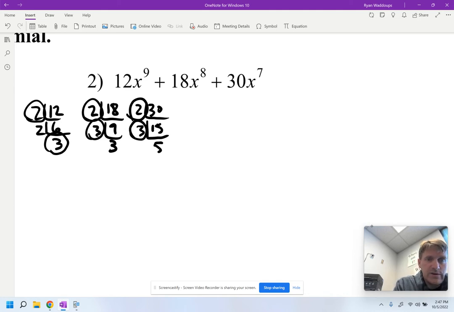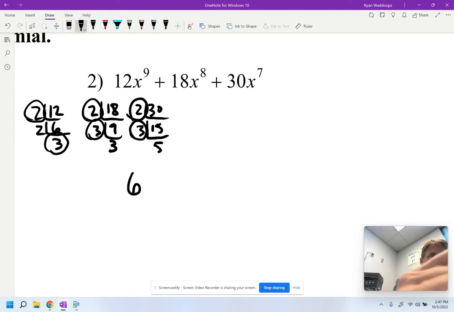This one has a 2, but the rest of them don't. This one has a 3, but the rest of them don't. This has a 5, but the other two don't. And so our GCF is 2 times 3, or 6. And then I look at the x's. This one has 7 x's. The other two have at least 7. And so the GCF is 6 x to the 7th.